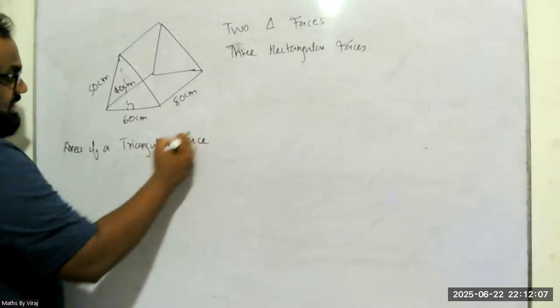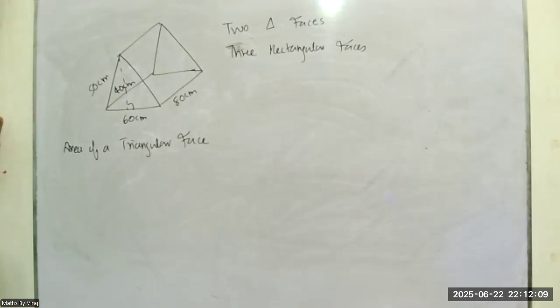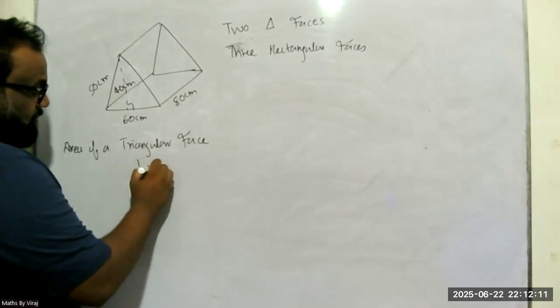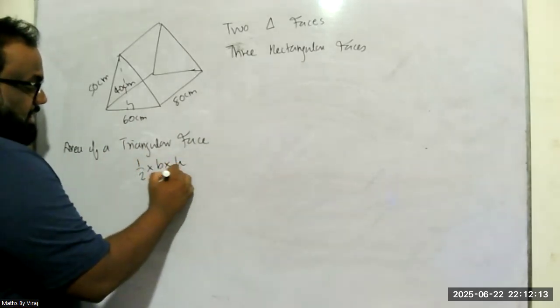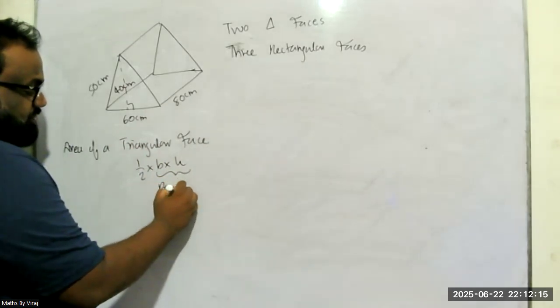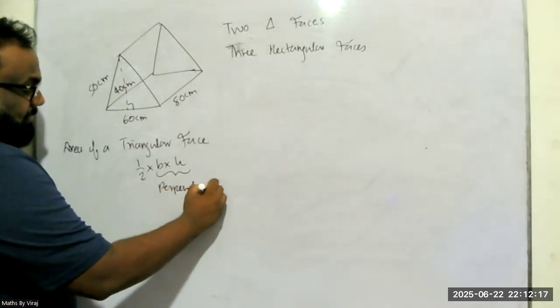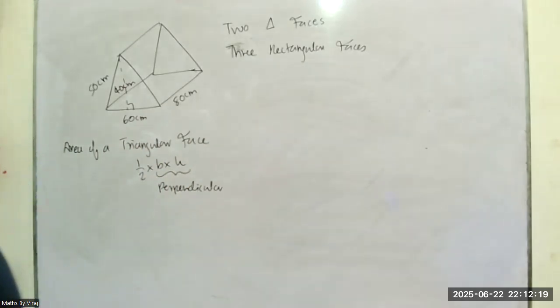What is the equation that we have to find the area of a triangle? Half into base into height. Remember that these two should be perpendicular to each other. Base and height should be perpendicular to each other, that is at 90 degrees to each other.